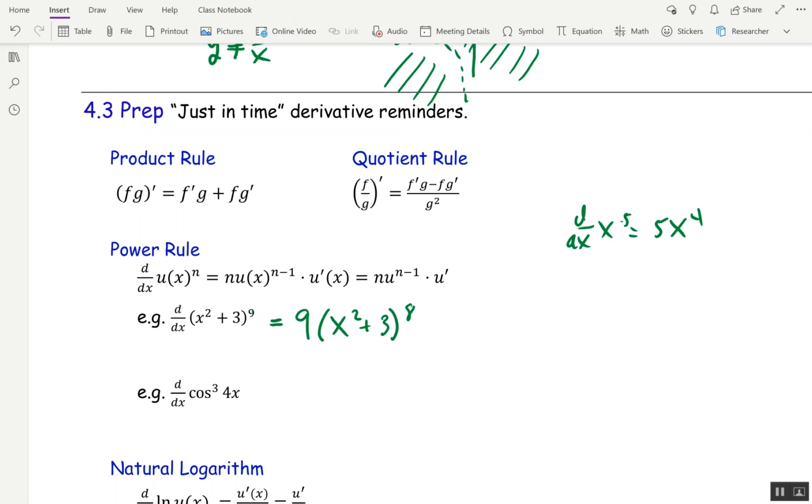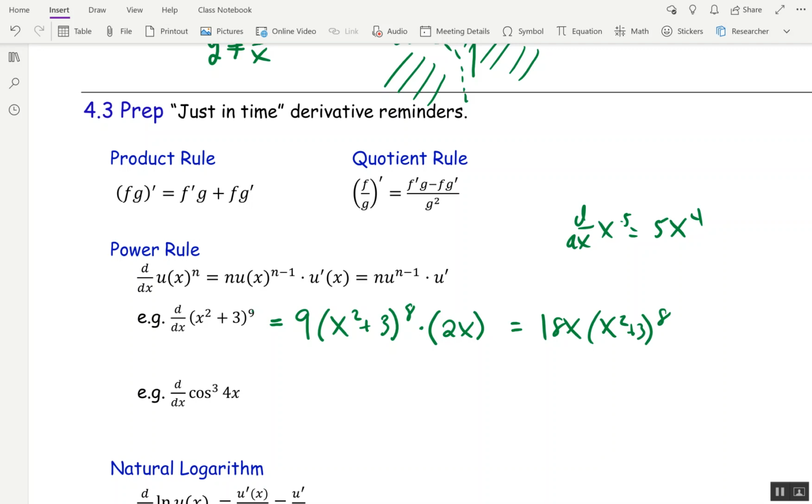That's the derivative of the mama. And then you multiply by the derivative of the baby. The baby is the x squared plus 3, so multiply by 2x. And of course, no one would leave an answer like that in third semester calc. You guys would all be like, oh, I got to clean that up. That's 18x times x squared plus 3 to the 8th power.